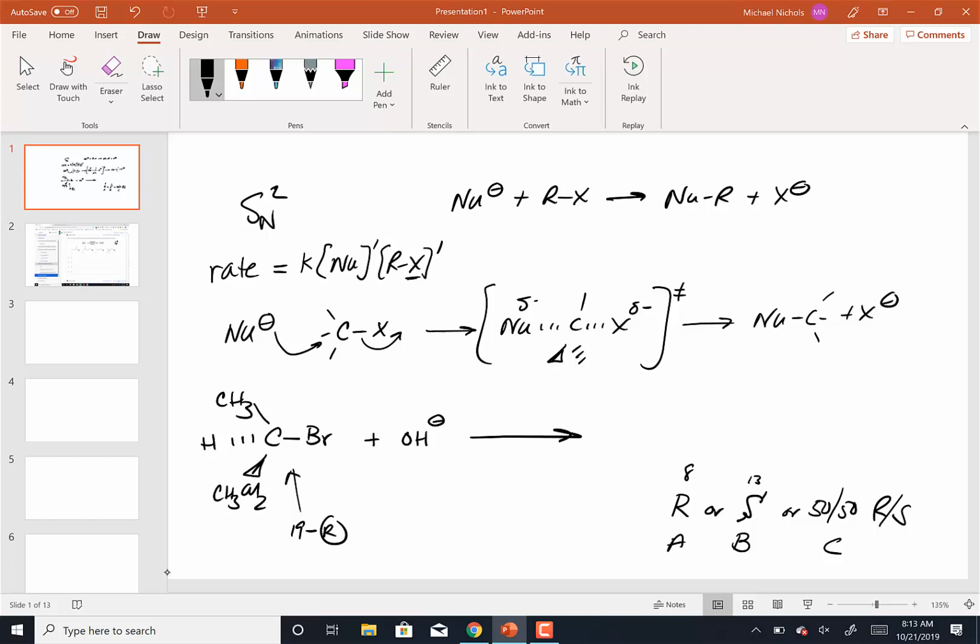Number 1 priority group here. Somebody say it. What? Bromine. Hydrogen is number 4. Ethyl is number 2. Methyl is number 3. 4 is away from me, right? Going from 1 to 2 to 3 is clockwise. So I'm starting with R.